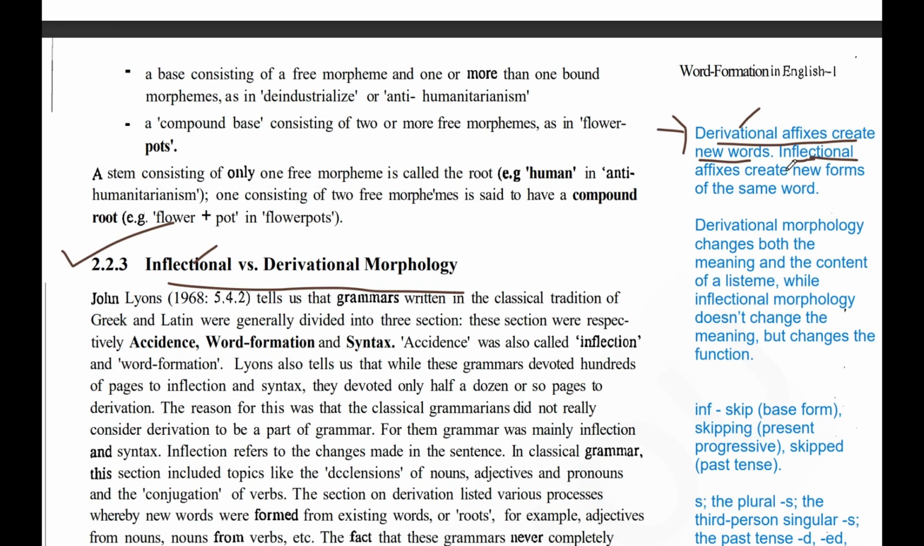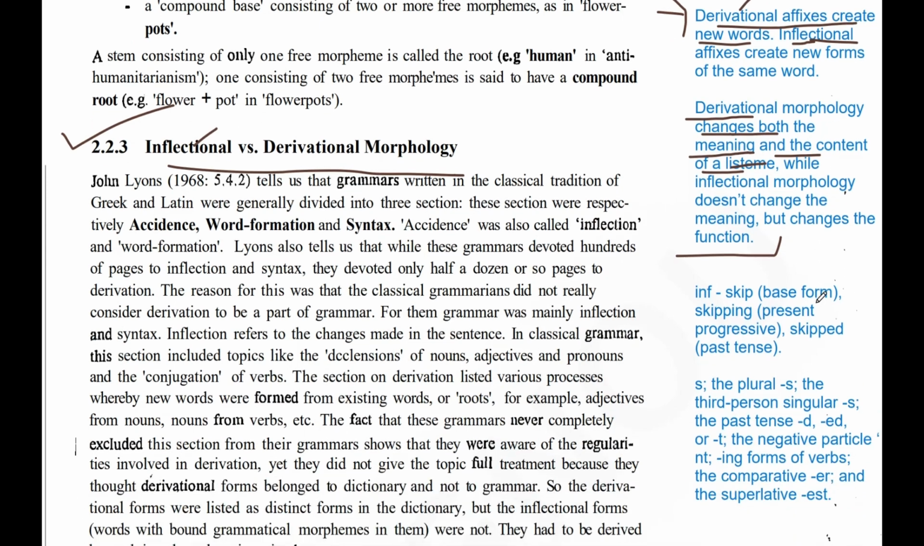If we are just understanding the differences, derivational morphology changes both the meaning and the category of a lexeme, while inflectional morphology does not change the meaning but changes the function. So just remember, derivational changes entirely the word and it creates a new word. On the other hand, inflectional affix keeps the same form but just changes the grammatical function, or creates a similar form of the same word. So derivational changes entirely, inflectional changes just a little bit.